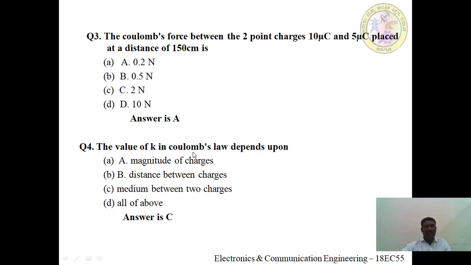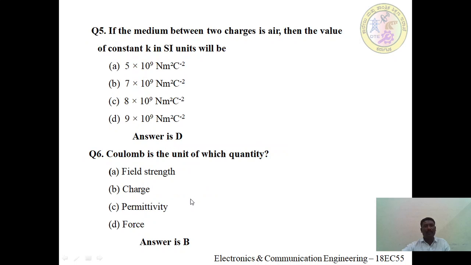Next, the value of K in Coulomb's law depends upon the medium between the two charges. If the medium between the two charges is air, then the value of the constant K in SI unit will be 9 into 10 to the power of 9 Newton meter square per coulomb square.